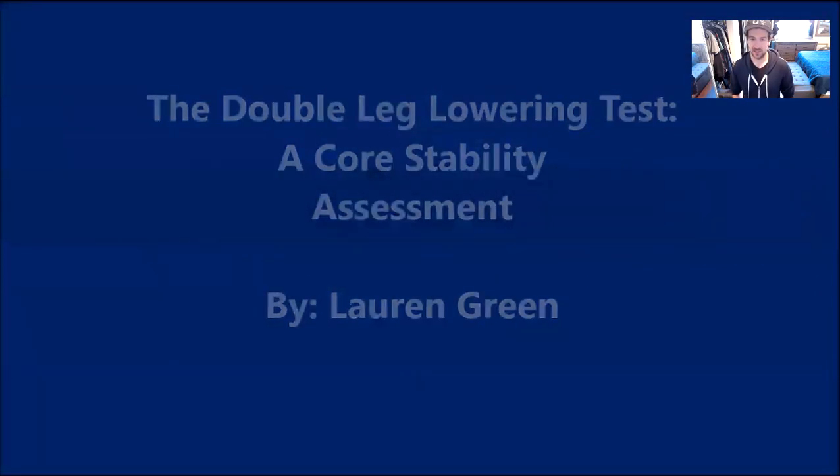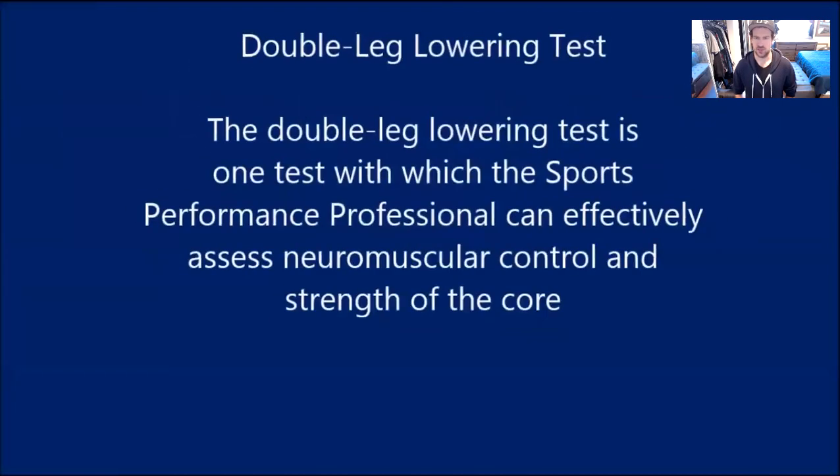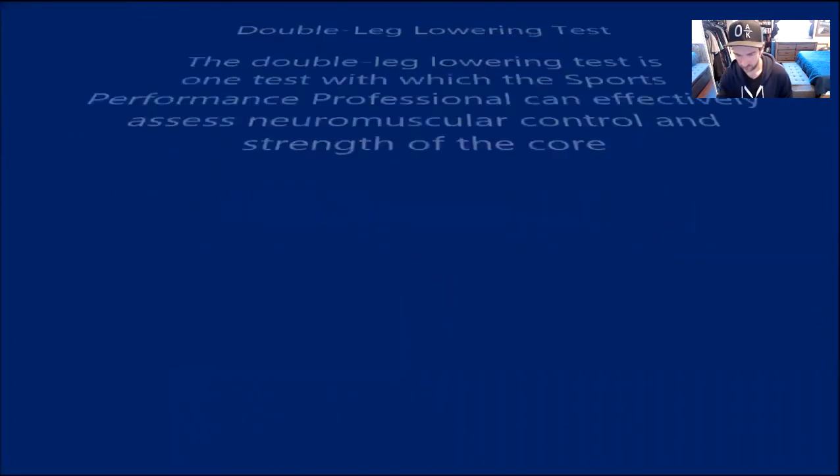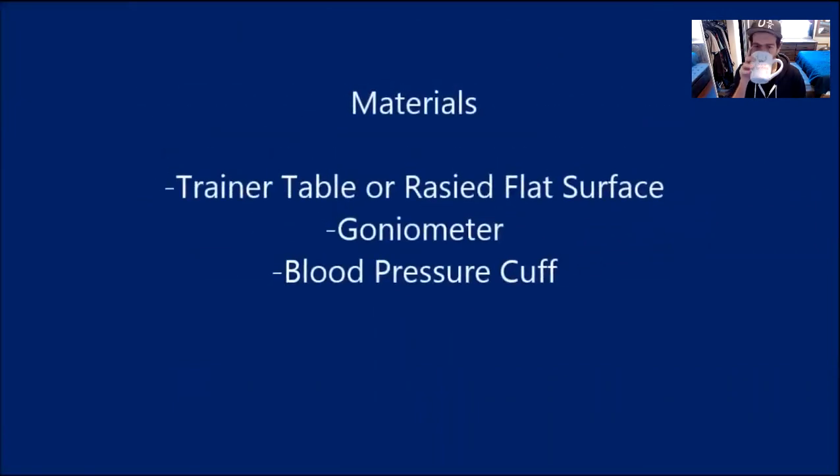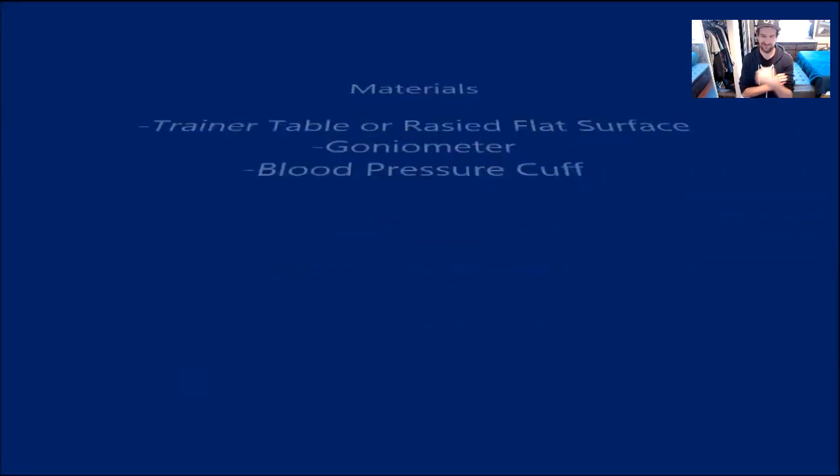The double leg lowering test. It's one test with which the sports performance professional can effectively assess neuromuscular control and strength of the core. The materials needed are a trainer's table or a raised flat surface, a goniometer, and a blood pressure cuff.